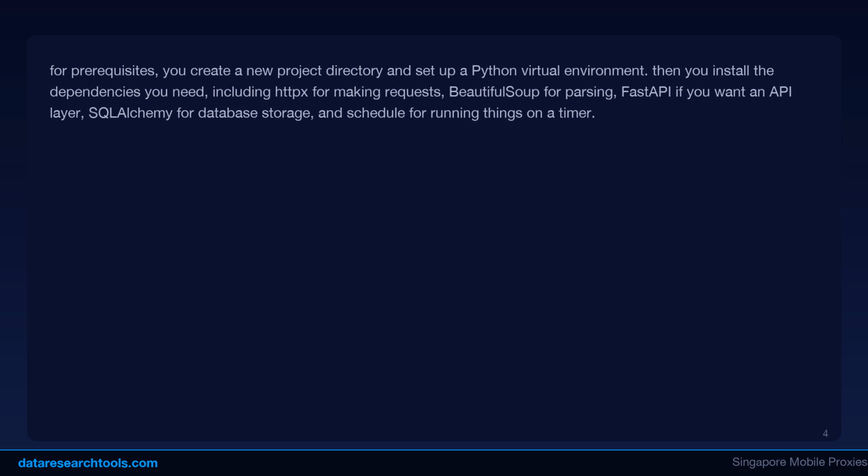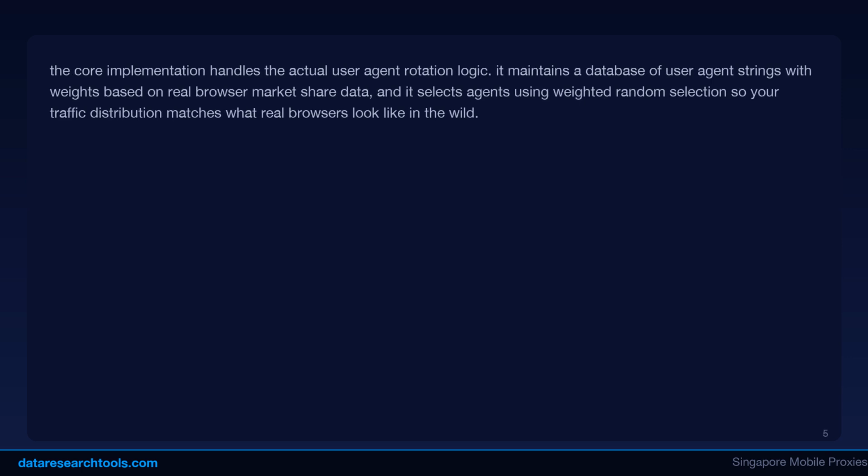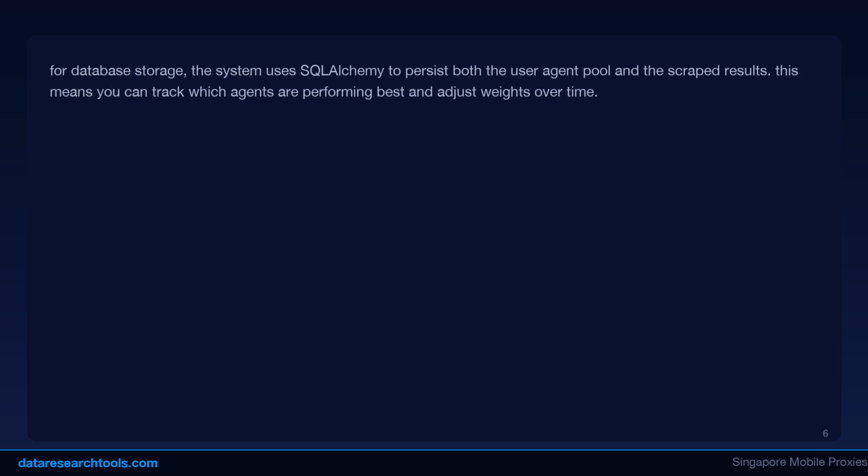Now, why do you need to rotate user agents? There are several important reasons. First, detection avoidance. If a website sees hundreds of requests from the same user agent, it's a clear signal of automated traffic. Second, fingerprint diversity. Combined with other headers, user agents contribute to your browser fingerprint. Varying them makes each request look like it comes from a different user. Third, realistic traffic patterns. Real website traffic comes from many different browsers and versions. Your scraping traffic should mirror this distribution.